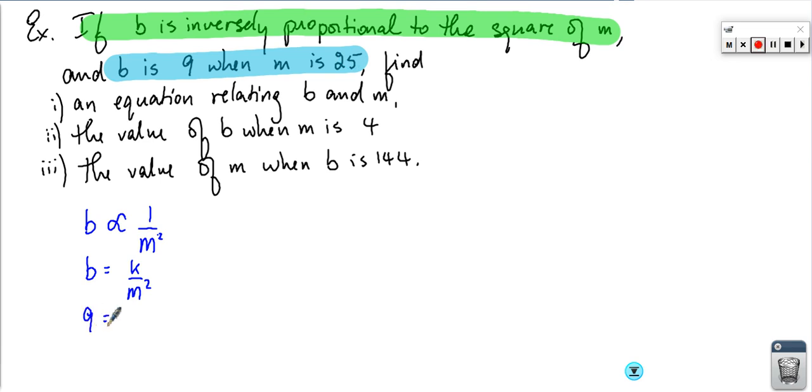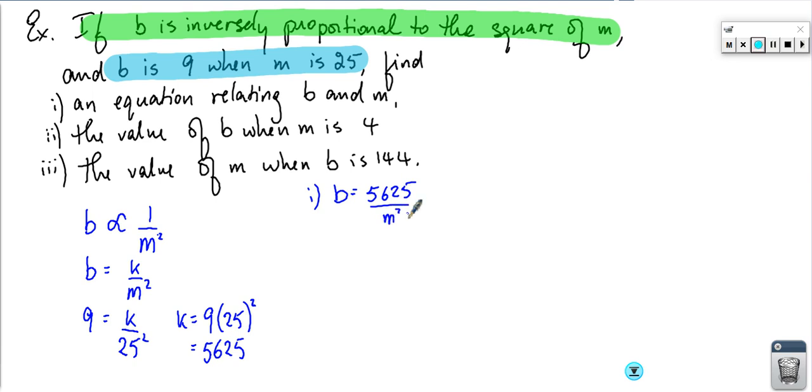So b is 9 when m is 25. So k is 9 times 25 squared. You're going to use your calculator to find 9 by 25 squared, which gives an answer of 5,625, and that is k. So the first part of the problem is solved. b is equal to 5,625 over m squared. Now we need to find the second and the third part.